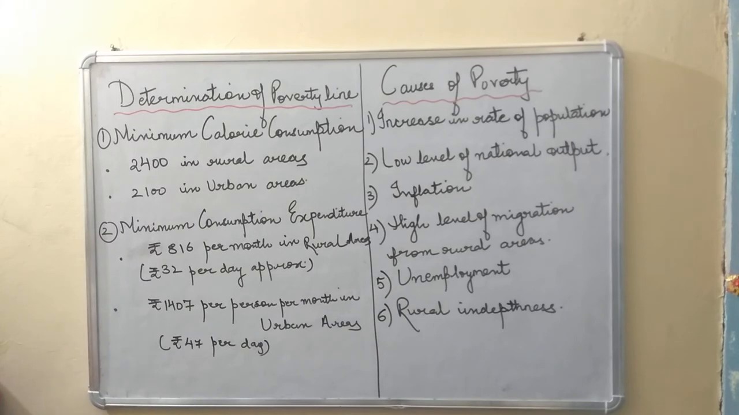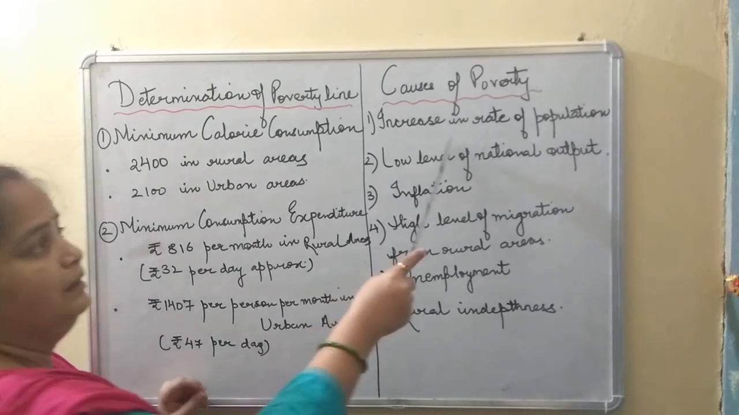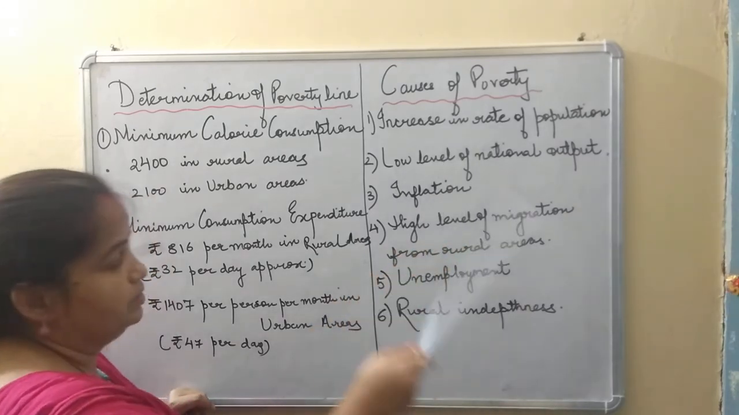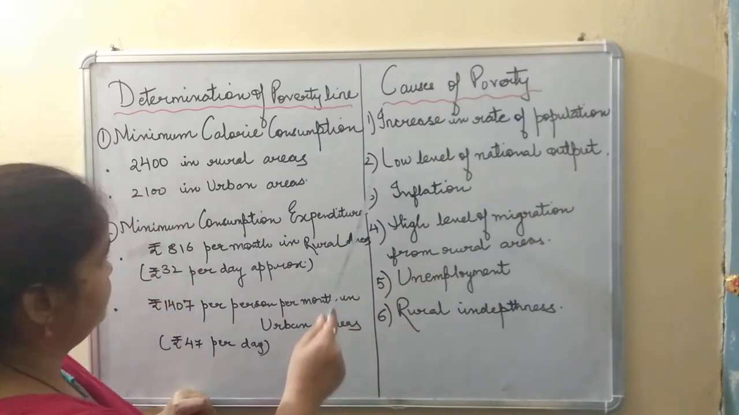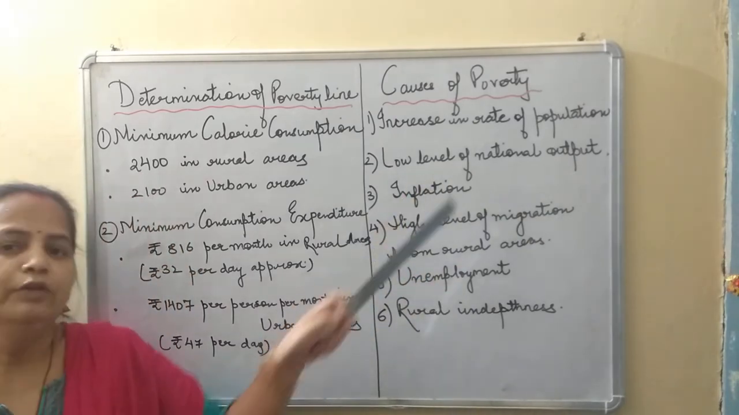Automatically what will happen, population की growth rate अगर increase हो रही है, so what is going to happen, poverty will also increase. So जो jobs हैं वही बहुत ज्यादा हैं, so the people are too many to take the jobs. This is the reason for increase in rate of population. Next reason is what, low level of national output.